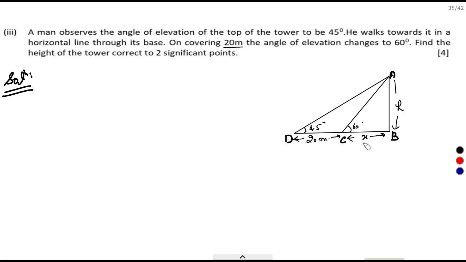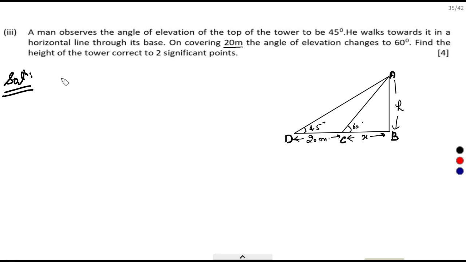First of all, draw figure, then explain this figure. In figure, AB is tower, man is standing on D and the angle of elevation of the tower is 45 degree. Then he walks towards tower and at point C, angle of elevation is 60 degree and DC is 20 meter. Now there are two right angle triangles in the figure, triangle ABC and triangle ABD. Just apply tangent ratio in these two triangles, you will get your required result.